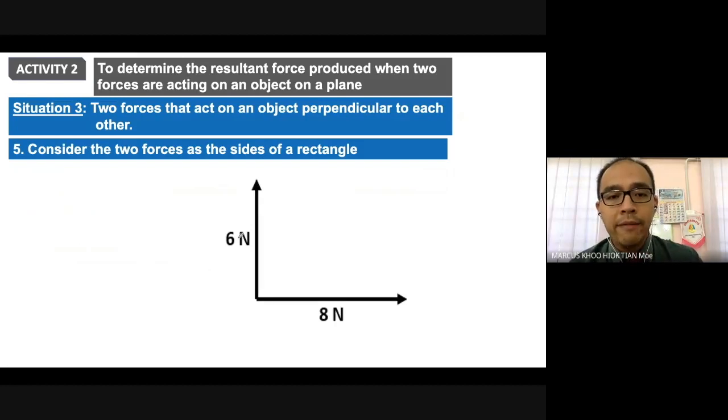Okay, so this is a problem now. What if we have one force going upwards with 6 newtons, and then another force going to the right with 8 newtons? Where is the resultant force? Kalau ini adalah saya punya objek lah. For example, if I have a box over here, so saya ada satu orang menarik ke atas sini dan satu orang lagi menarik ke kanan. Okay, where do you think this box is going to go? Anybody want to give a try? Just tell me lah what direction you think this box is going to go.